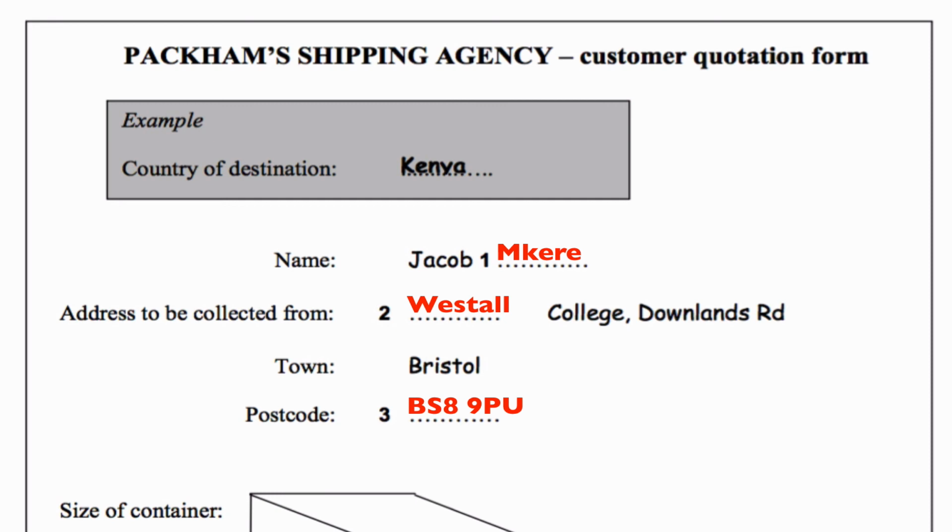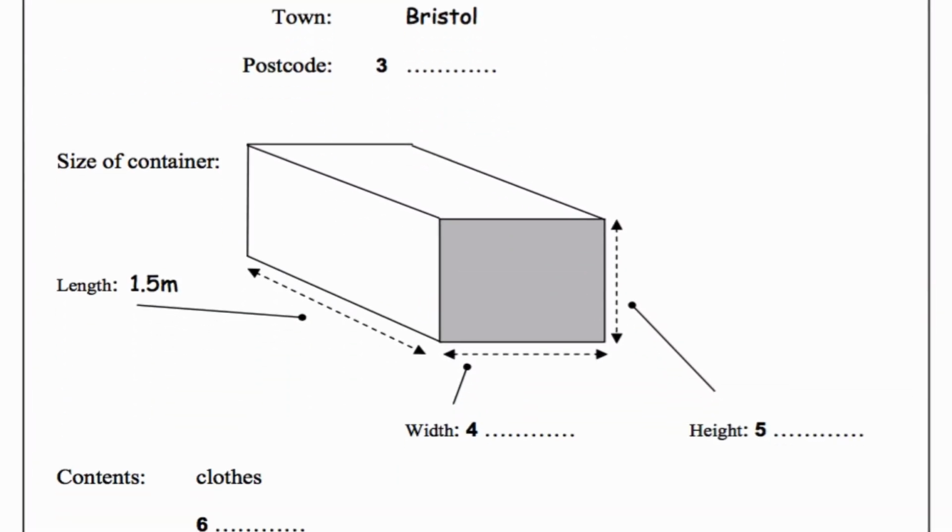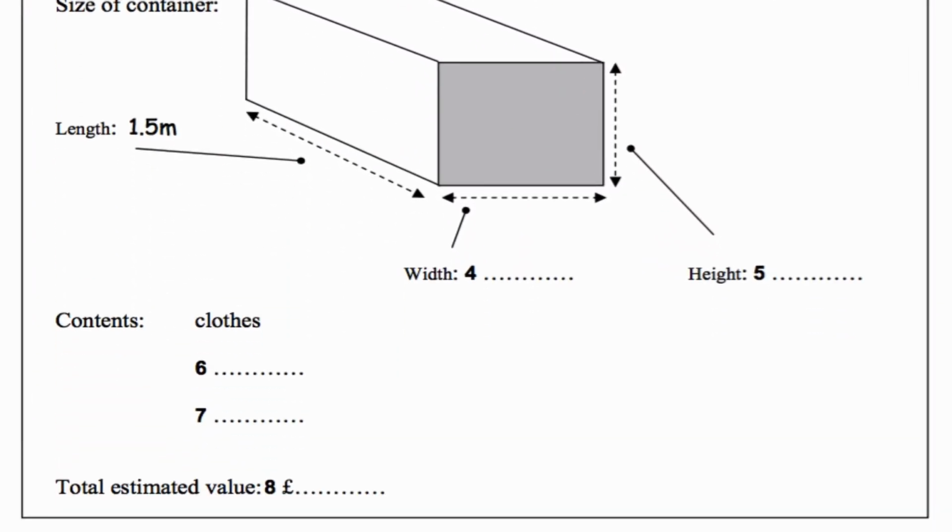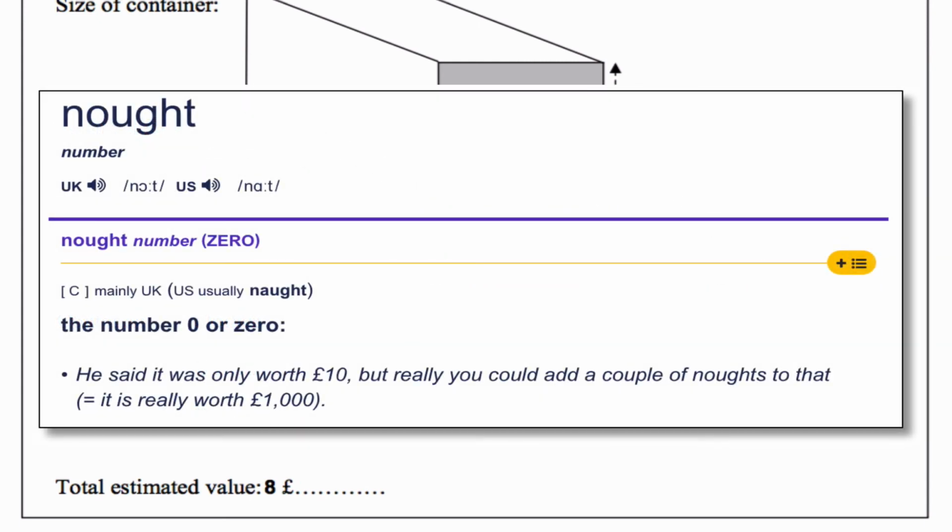So let's have a look at the details for our box. So here's the tricky part. Our container was 0.75 metres wide and 0.5 metres high. In the recording they used the word naught, so 0.75 and 0.5. Naught is a British word, it just means zero. It rhymes with thought, bought or caught. It's a particularly British word.